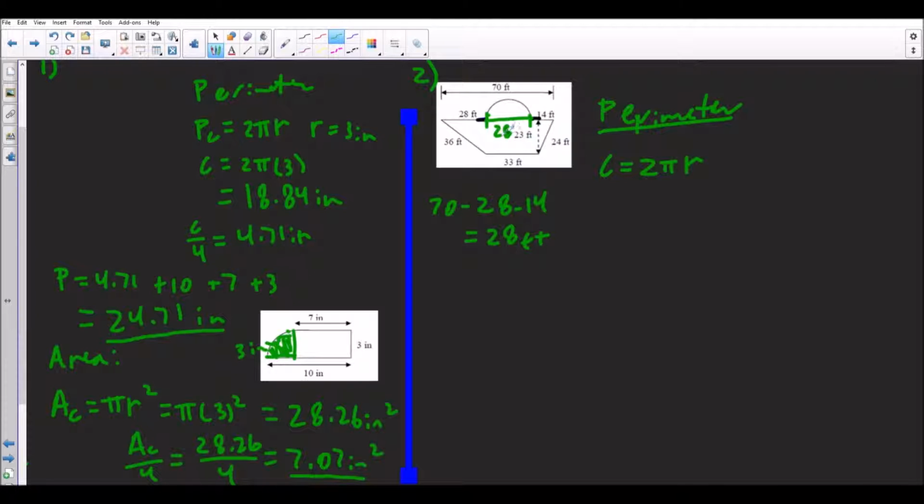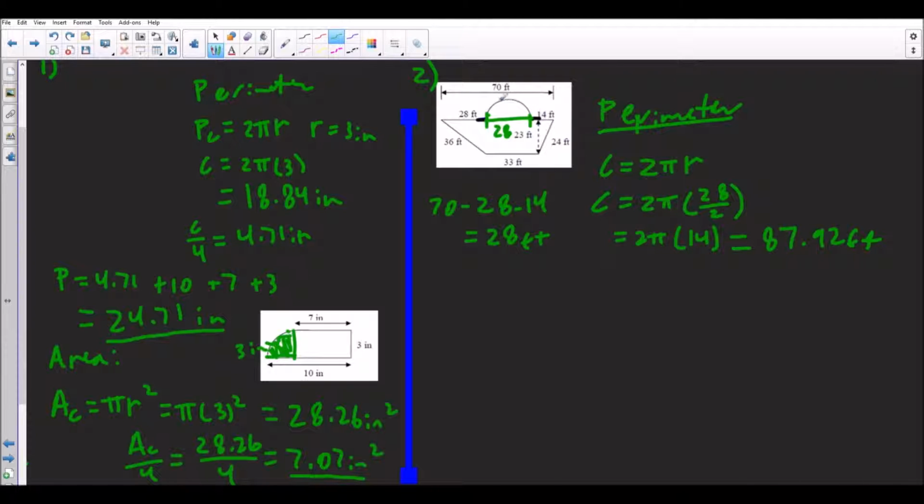So for the radius, I mean, we could use the other circumference formula, but I prefer this one. So for the radius, we're going to use 2 pi times 28 over 2, right? Because the radius is half of the diameter. So we're going to get 2 pi times 14, which is just equal to 87.92 feet.